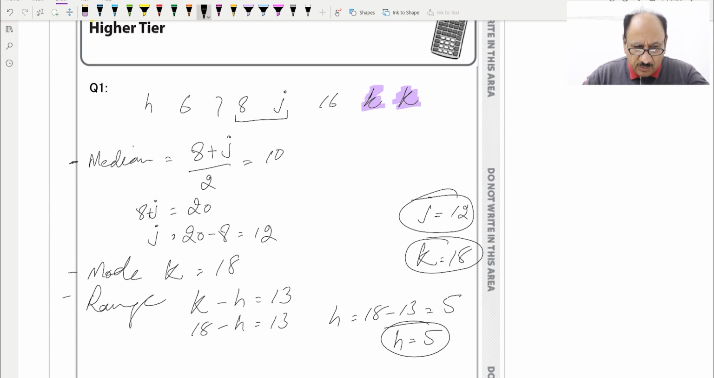All the values basically we found: H, J, K, 5 and 12 and 18. And this was question number 1, which was a 3 marks part. So we are done with this 3 marks. For each value it is 1 mark.